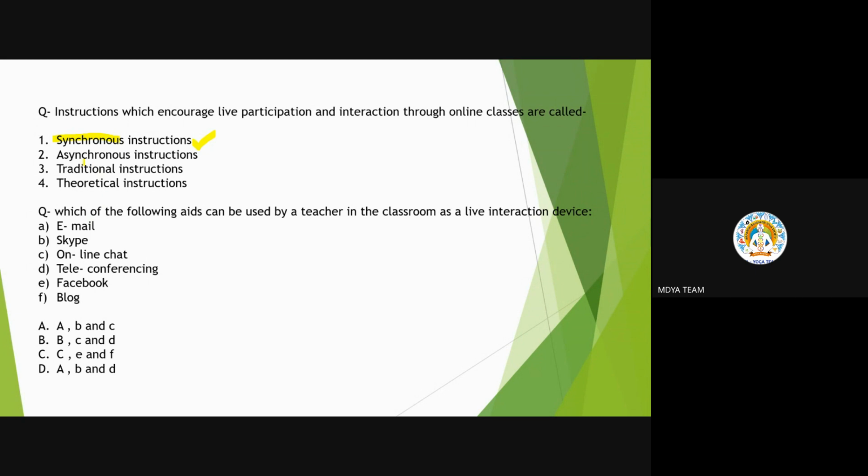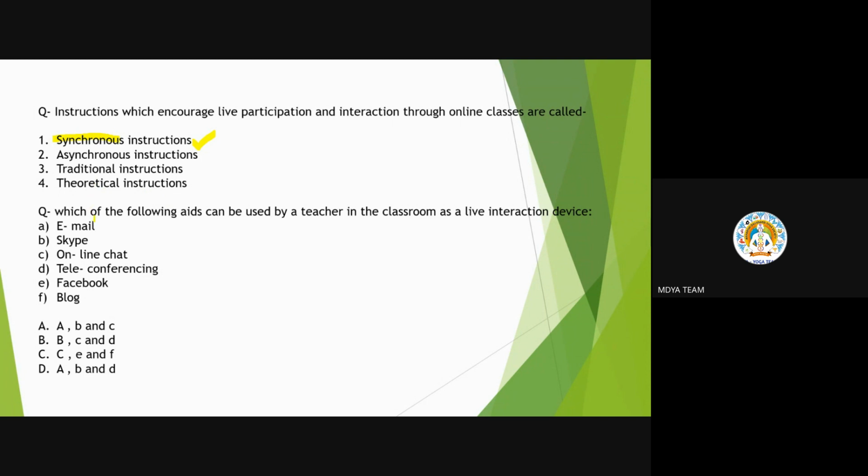Okay, the other three. Asynchronous means when only one thing can be there, like live participation is not there. Only audio is there, or only visual is there. In traditional instruction, you will find chalk, duster, books, printed material. Theoretical instruction is like explaining something very plainly about any topic. Clear? Am I clear? Yes, ma'am.